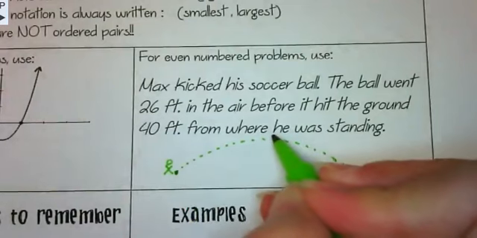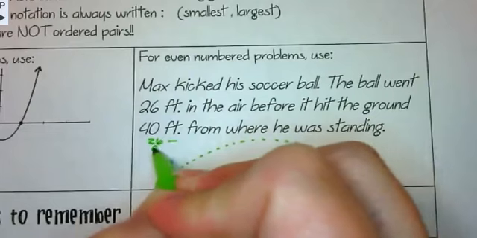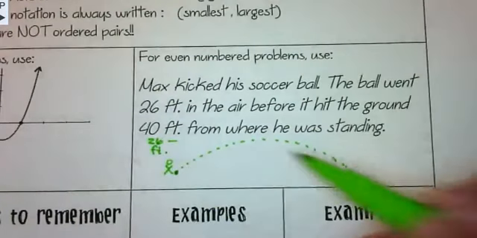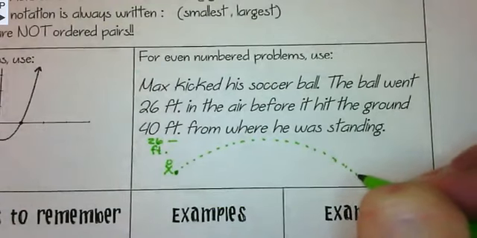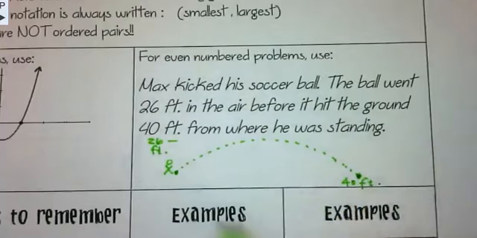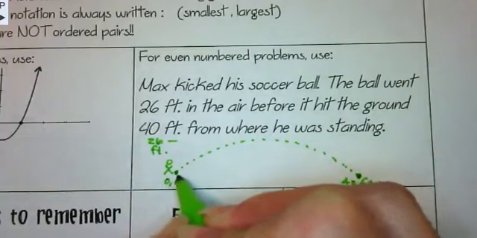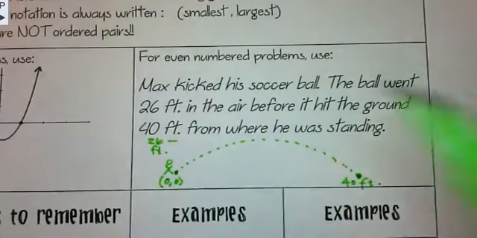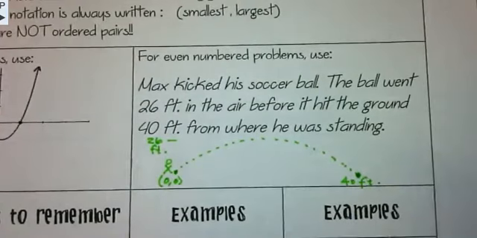And the ball went 26 feet up in the air, so this is 26 feet. Before it hit the ground, and it probably bounced, but it hit the ground out here, and this was 40 feet from where he started, and we would assume that he's starting basically at 0, 0, because when he kicked the ball, it was on the ground, and that was his starting point. So that gives us a little bit of an idea of what this picture would look like.